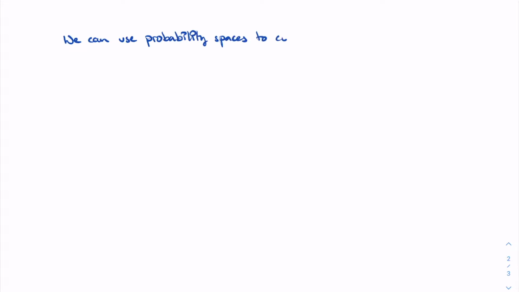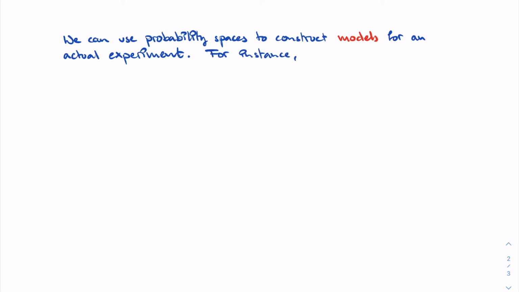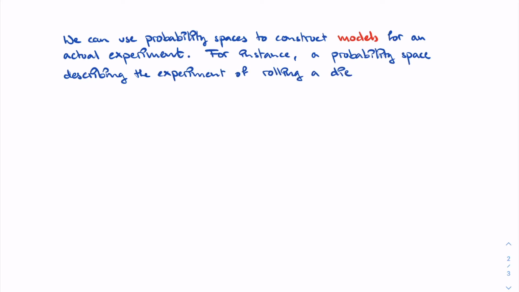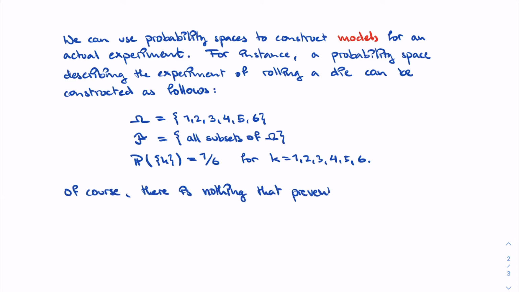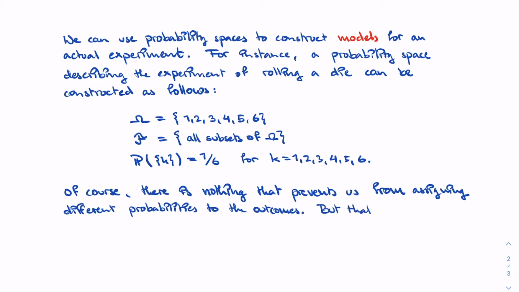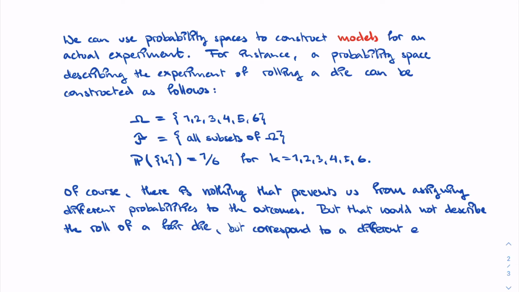We can use probability spaces to construct models for an actual experiment. For instance, a probability space describing the experiment of rolling a die can be constructed as follows. The sample space consists of all 6 different outcomes of the die, F consists of all subsets, and P could be the measure that assigns equal probability to the 6 outcomes. Of course, there's nothing that prevents us from assigning different probabilities to the outcomes. But that would not describe the roll of a fair die, but correspond simply to a different experiment.